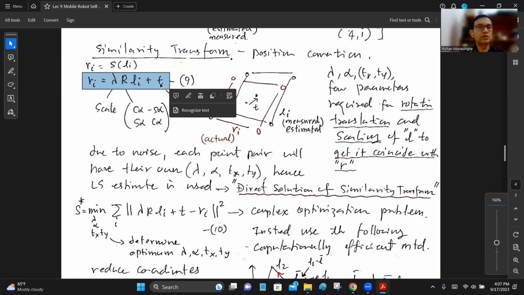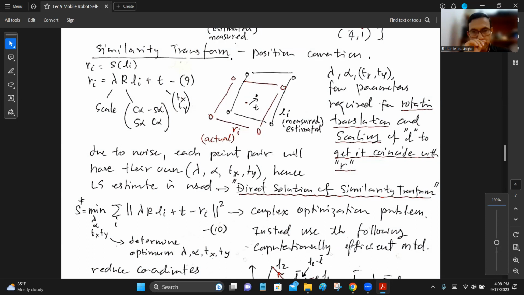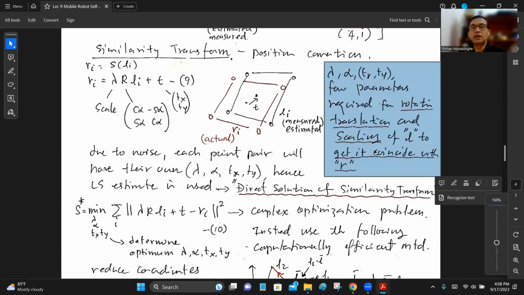Now the problem is very clear: how to find the scaling factor lambda, the rotation alpha, and then T, the translation. Here also there's an alpha, which is different from the previous alpha, of course. In this diagram, the reference landmarks are in red and the measured landmarks in black. When you do this similarity transformation, the red one and the black one fall on top of each other. So this is the technique. As I have written over here, lambda, alpha, and T is Tx and Ty, the horizontal and vertical translation. So there are 4 parameters required for rotation, translation, and scaling of L to make it coincide with R. Very clear.